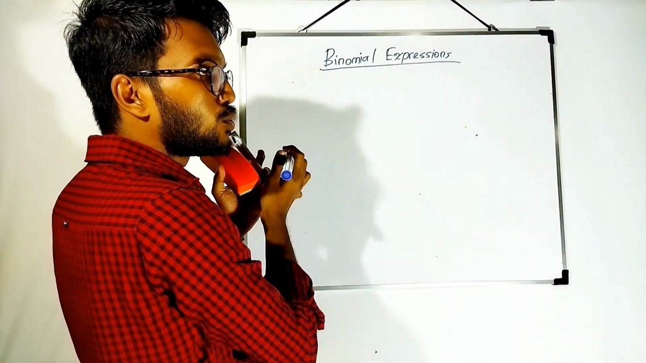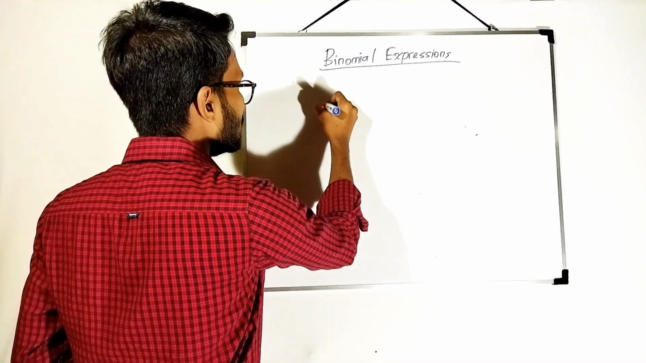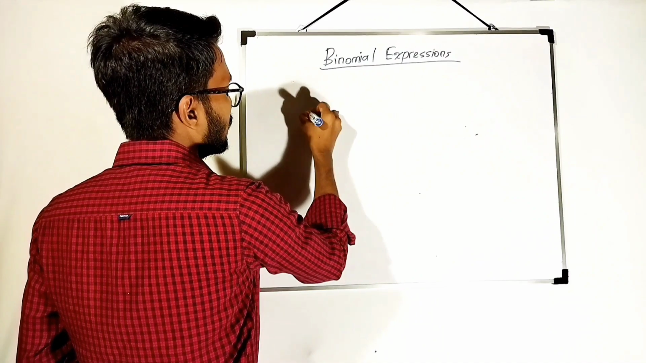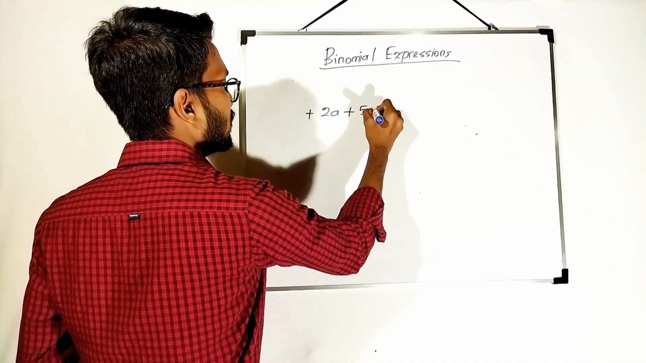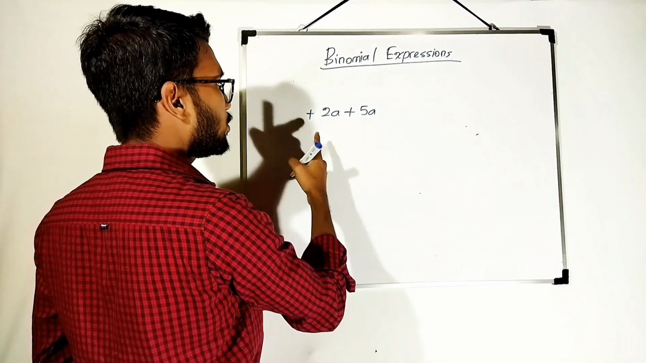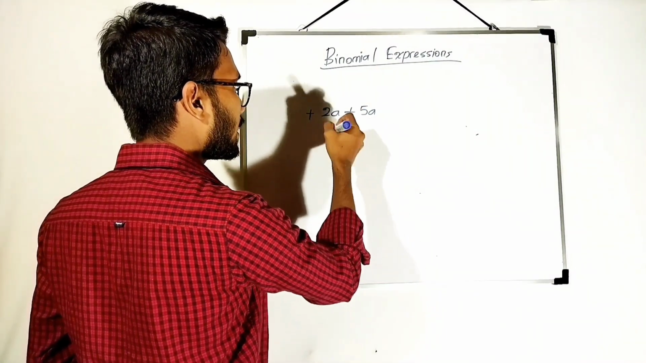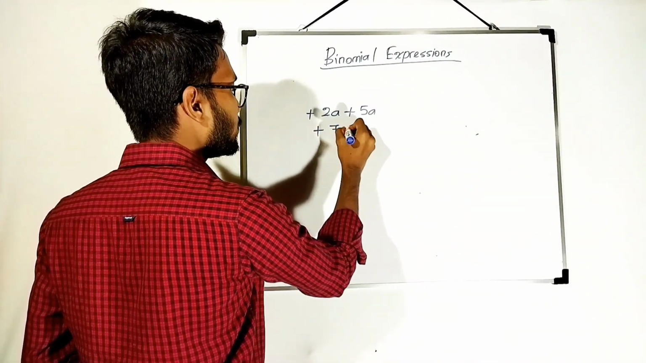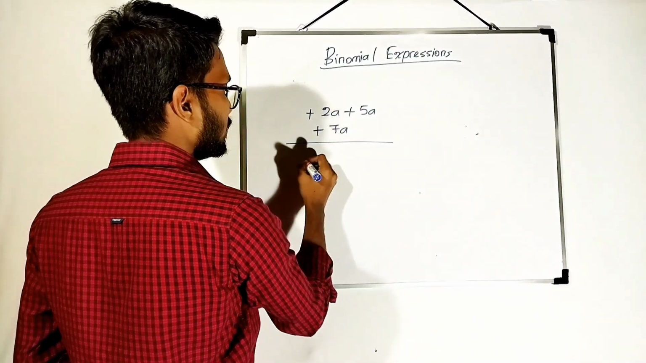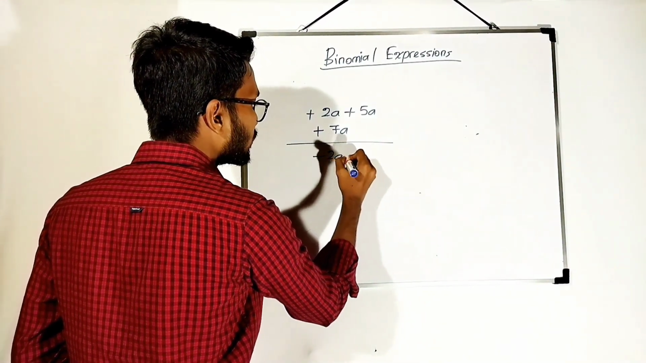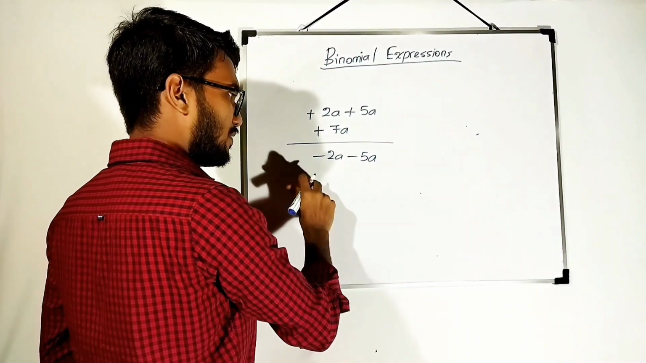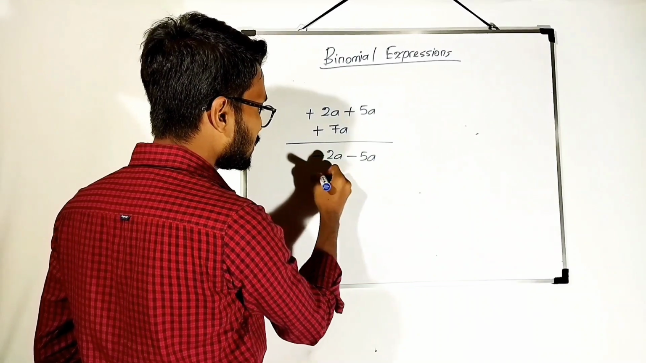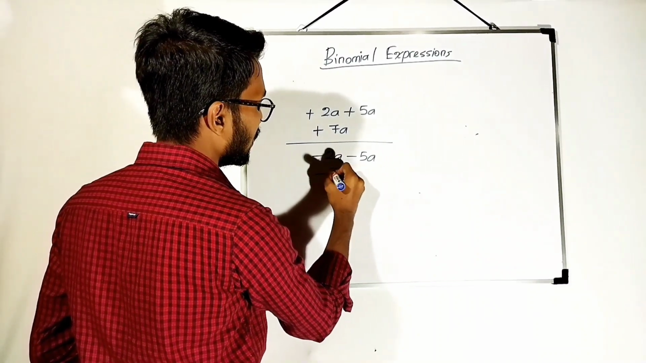If there are two numbers with same symbols, I'll show you some examples. 2a plus 2a and plus 5a. Here both the symbols are the same, so we can add the numbers and put the same symbol. Plus 2 and 5 is 7, so 7a, right? If it is minus 2a and minus 5a, with same symbols, we add the numbers and put the same symbol. Here same symbols, so minus 7a.